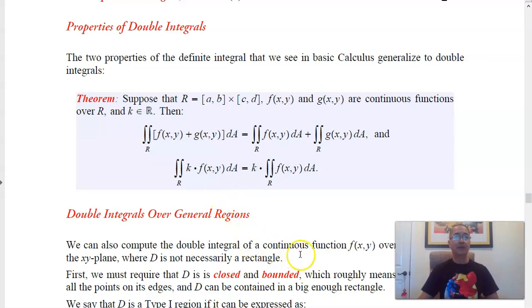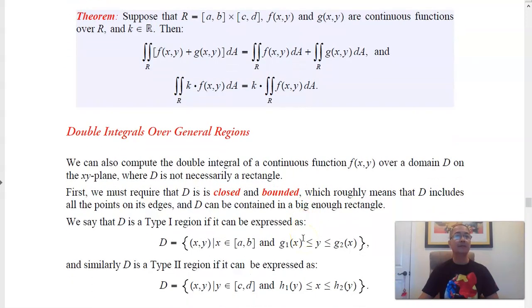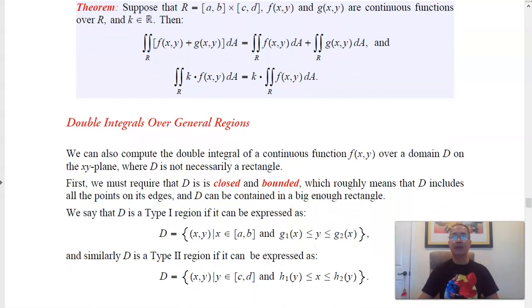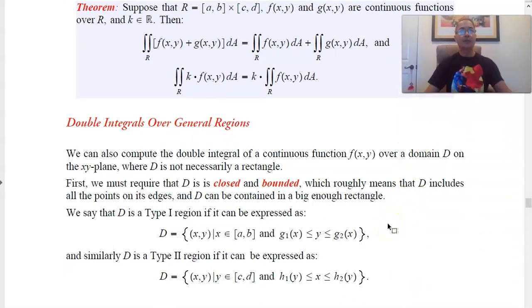We're going to look at double integrals over general regions. So what we are going to do is consider double integrals of a continuous function over a domain D, which is not necessarily a rectangle. So we're replacing the symbol R with a more general symbol D, D for domain. Kind of boring, right? But that's the letter we'll be using.